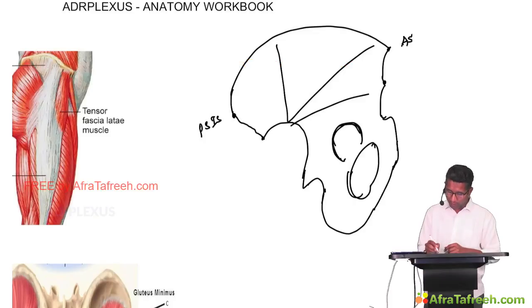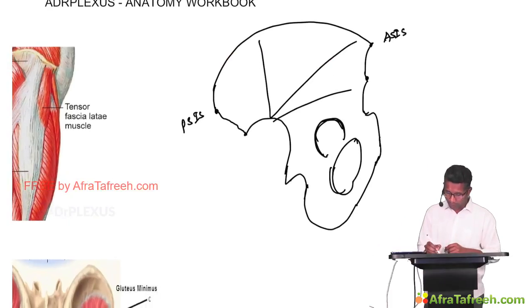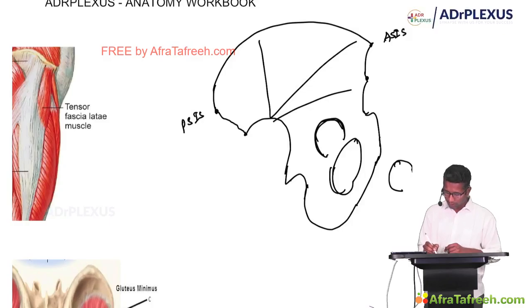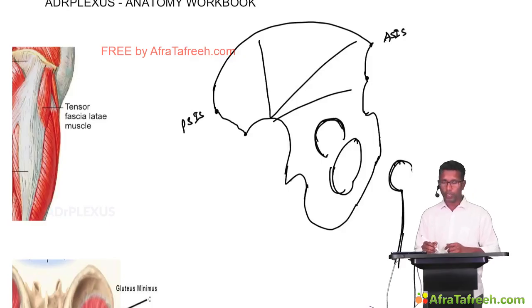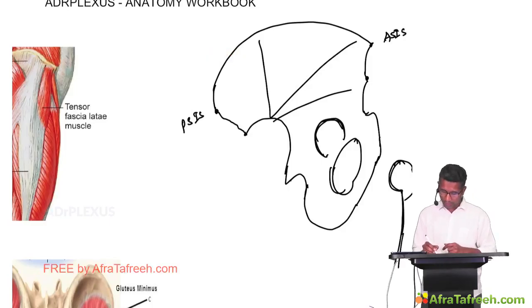So I am going to take the femur out, and I am going to keep it here. Okay, so this is the posterior view of the femur. Why do I say this is a posterior view? Because I see a crest.